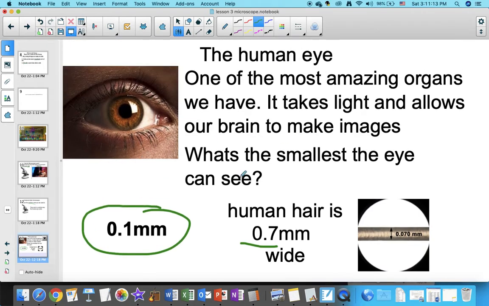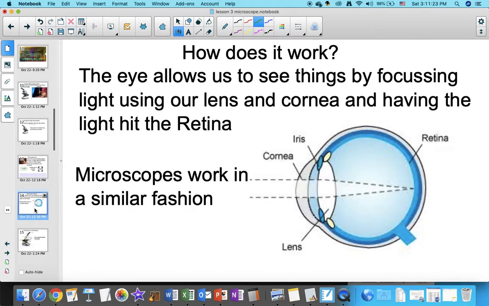It starts to get a bit harder to see, unless it's brought very, very close to our eye. And so the microscope is modeled after how the human eye works. So how does it work? The eye allows us to see things by focusing light using our lens and cornea and having it hit the retina. So we have the cornea, we have the lens, and in the back, we have a retina. Microscopes work in a very similar way.